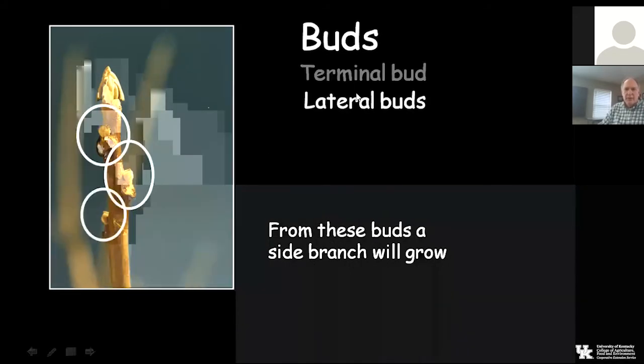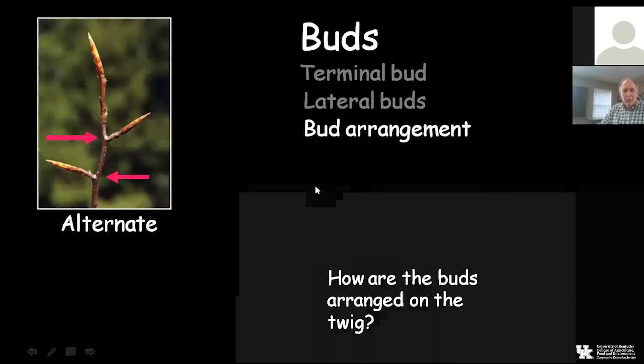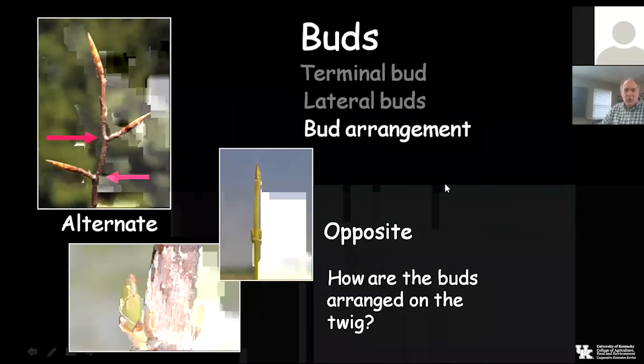That's the terminal bud. Lateral buds are the buds along the side of the branches, and these will create limbs in the springtime. There will be limbs coming out of here. Those are the lateral buds. Bud arrangement, remember, I'm going to repeat this one more time: bud arrangement is either alternate or opposite.